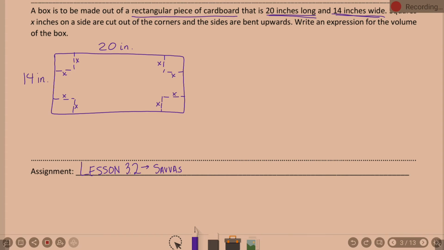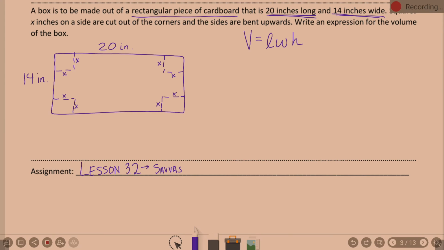We need the volume of the box. So let's talk about the volume formula. Volume of a box, length times width times height. Now, we're not doing volume of a rectangle. Not that you can do volume of a flat object anyways. Okay? Volume of the box.